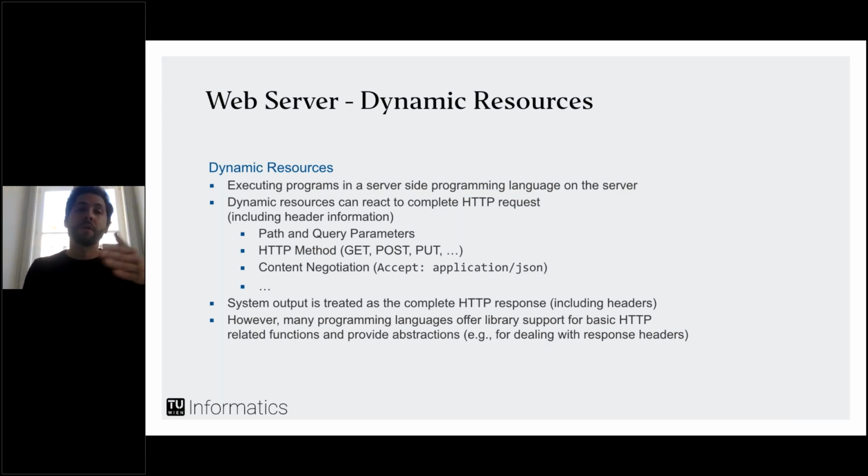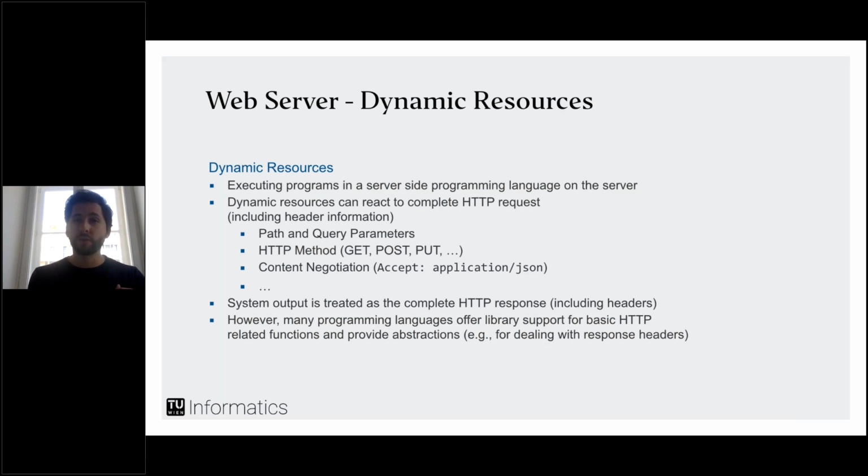If you look at the history of the web, we started out with very local documents that we served over HTTP. And what dynamic resources means is that you are able to execute a program in a server-side programming language on the server. Right? This can be Python, this can be Perl, this can be JavaScript, any programming language that you can think of. The server will be able to execute it if you configure it that way. And now the dynamic resources within this programming language have more control of how they react to the HTTP request.